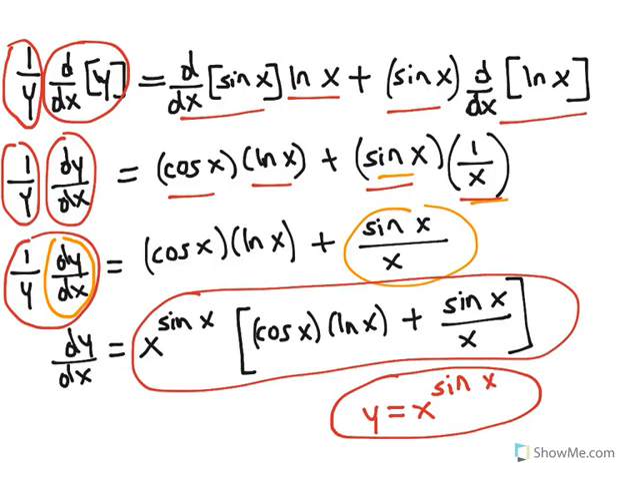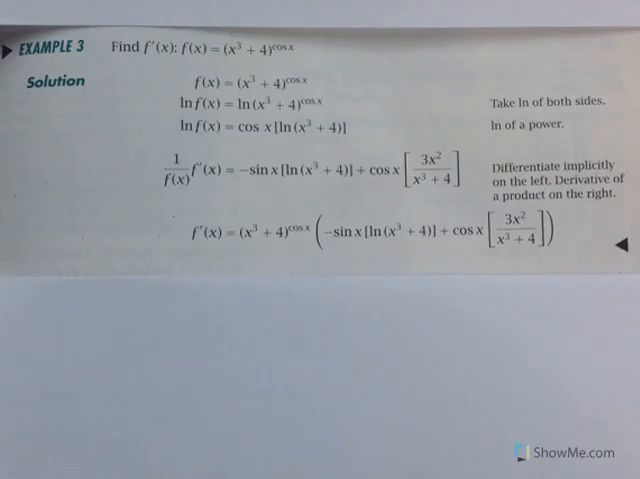So we just looked at an example of a procedure called logarithmic differentiation. We began by taking the natural log of both sides of the equation, we used a property of logarithms, and then we used implicit differentiation. So here is example 3 from the book as another example. We want to find the derivative of the function f of x is equal to x cubed plus 4 raised to the cosine of x. Again, this is the type of function that you need to use logarithmic differentiation for. We have a power in which both the base and the exponent are functions of x.